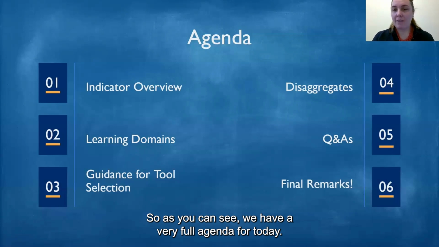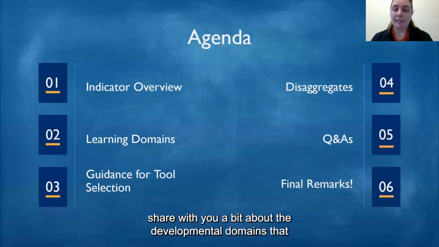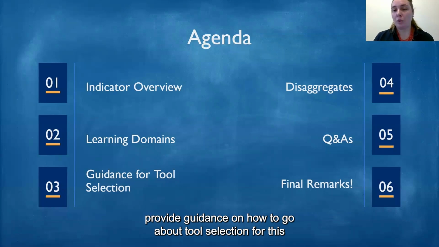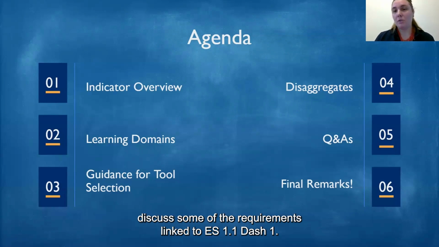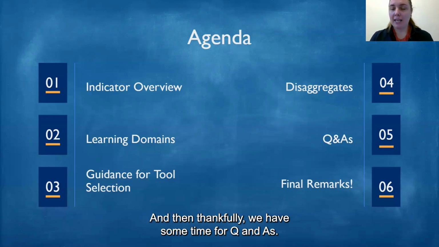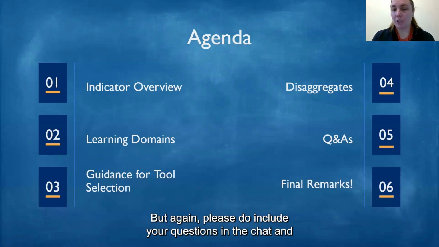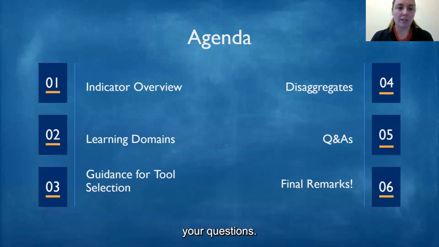So as you can see, we have a very full agenda for today. After a quick overview of the indicator, my colleagues will share with you a bit about the developmental domains that provide guidance on how to go about tool selection for this indicator. We will then go into the disaggregates, and we will discuss some of the requirements linked to ES 1.1-1. And then thankfully, we have some time for Q&As, but again, please do include your questions in the chat, and we hope that we have enough time at the end to address some of your questions.